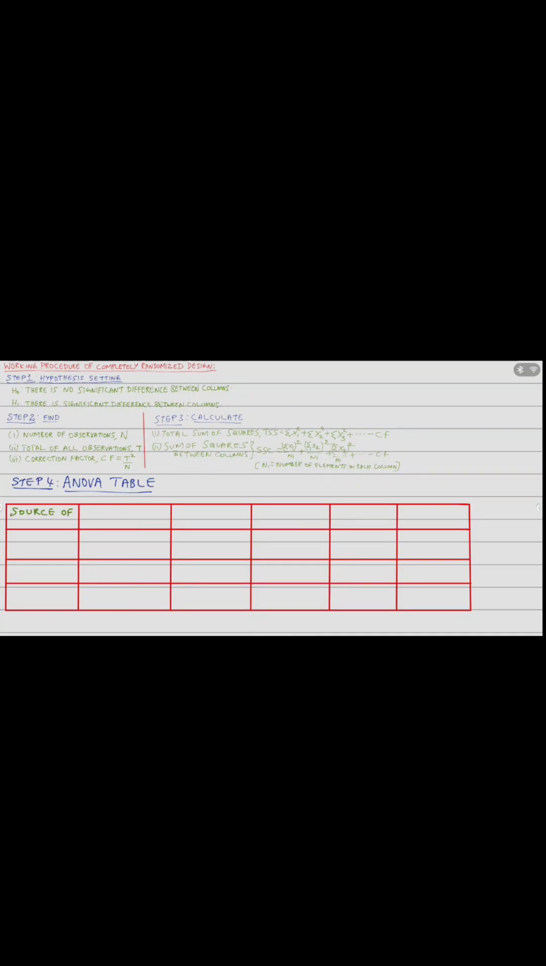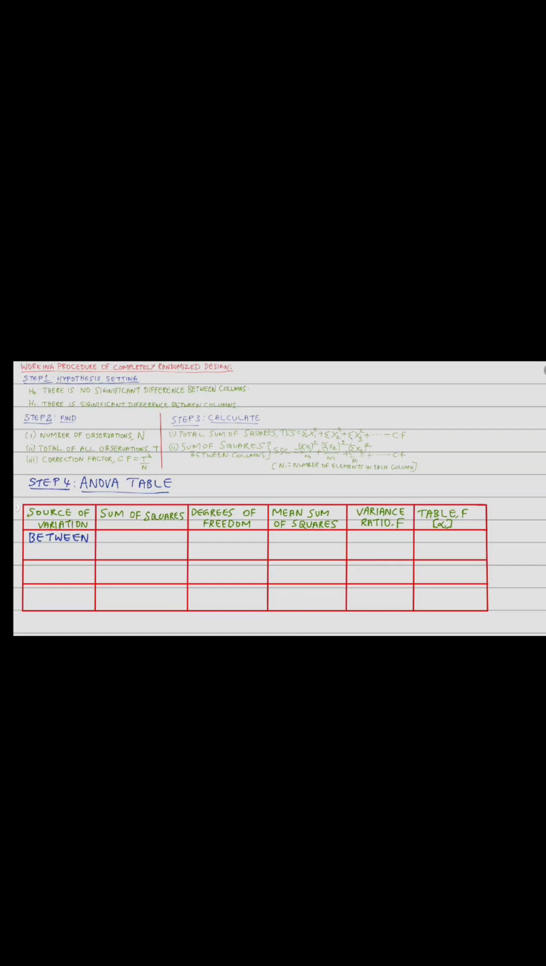In step 4, we develop the ANOVA table. The ANOVA table consists of 6 columns, and they are source of variation, sum of squares, degrees of freedom, mean sum of squares, variance ratio F, and table value of F at level of significance alpha. The sources of variation are between columns and error. The sum of squares between columns is SSC and the error sum of squares is SSE.